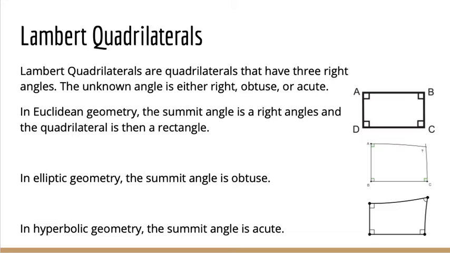So as I said, the unknown angles in both Saccheri and Lambert quadrilaterals would be acute in hyperbolic geometry and obtuse in elliptic geometry, and this would be the same because of the uniformity theorem.